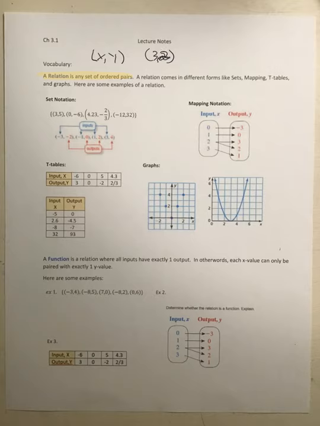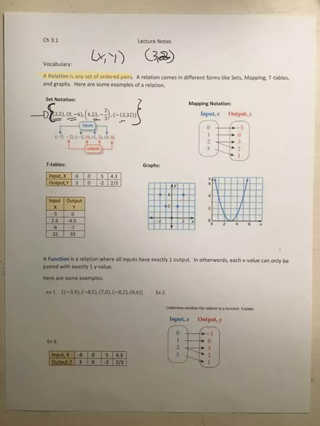So for an example, this is an example of a relation. See how it's just a bunch of ordered pairs? And this is the fancy set notation. These little squiggly braces are almost like parentheses, but a different kind of parentheses. This is set notation, and we have a bunch of different ordered pairs. So this is a relation.